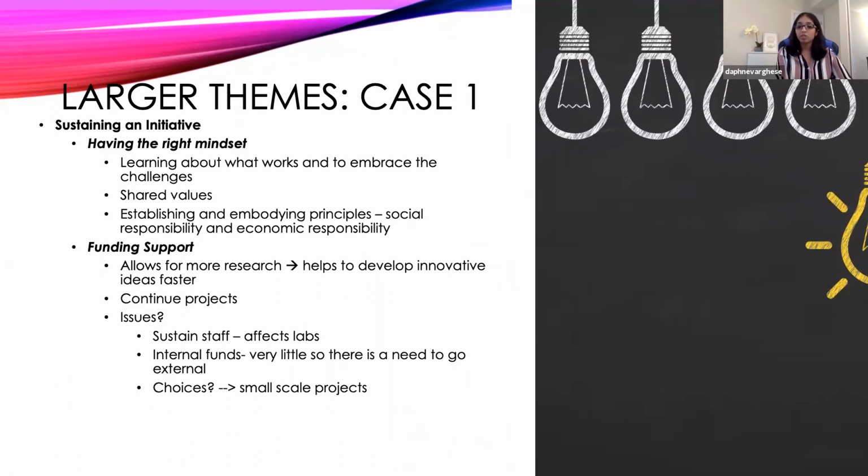However, the kinds of issues that arise for C1 due to a lack of funding include issues about keeping working staff, which therefore has an effect on the longevity of labs. The need to reach out externally for funding takes a lot of time from what is also important. Therefore, it affects the choices to do projects, which consequently become smaller in nature.